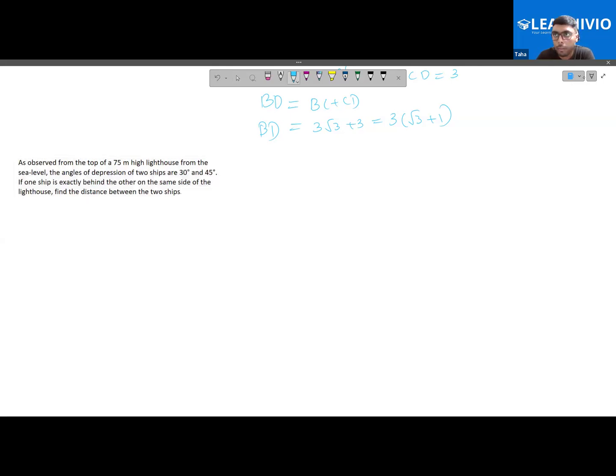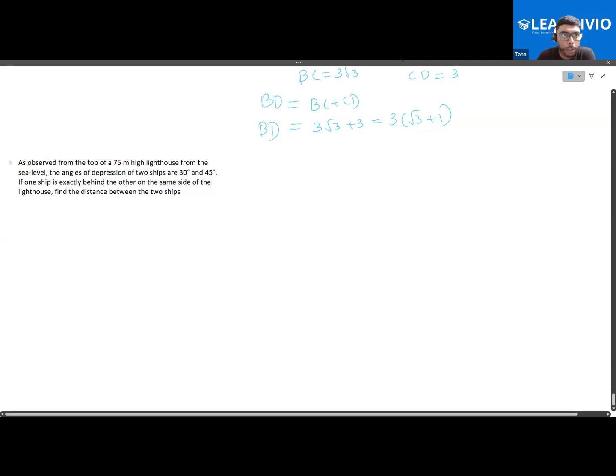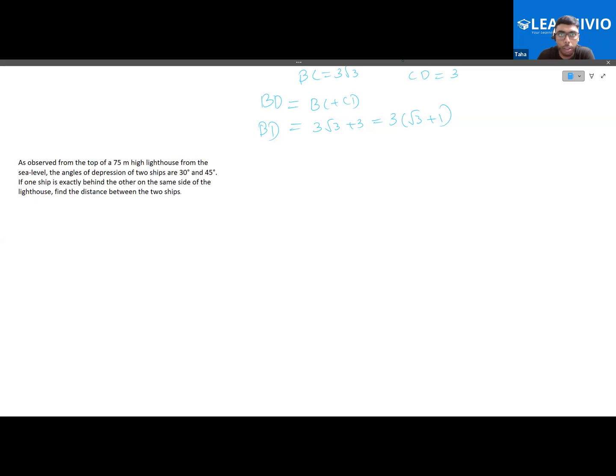Yes, sir. Okay. So as observed from the top of a 75-meter high lighthouse. Okay, so first of all, lighthouse, 75 meters. Let us name it AB. It is 75 meters from the sea level. The angle of depression of two ships are 30 degrees and 45 degrees. If one ship is exactly behind the other on the same side of the lighthouse, find the distance between the two ships.